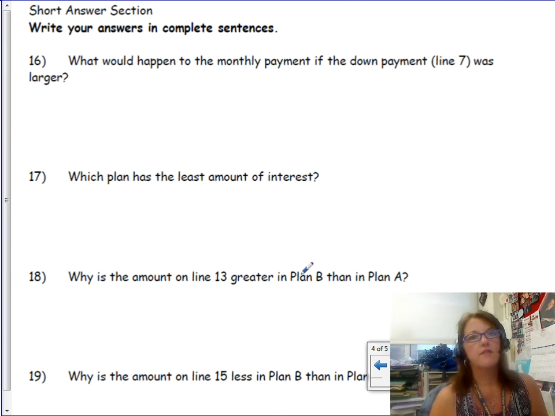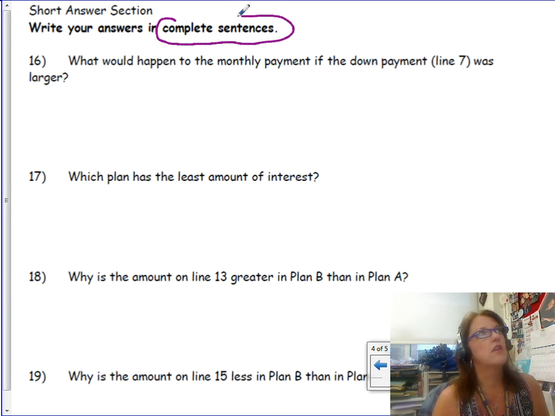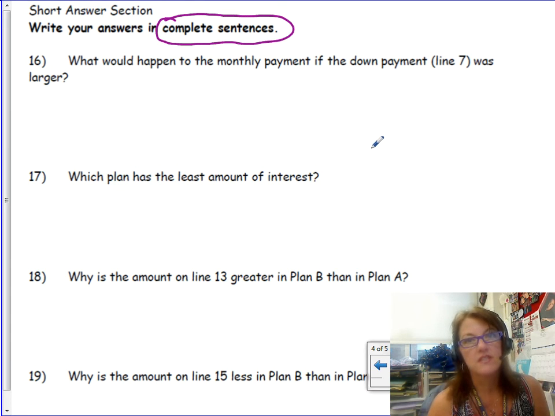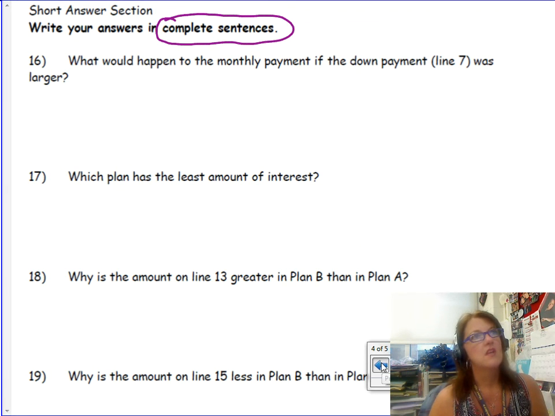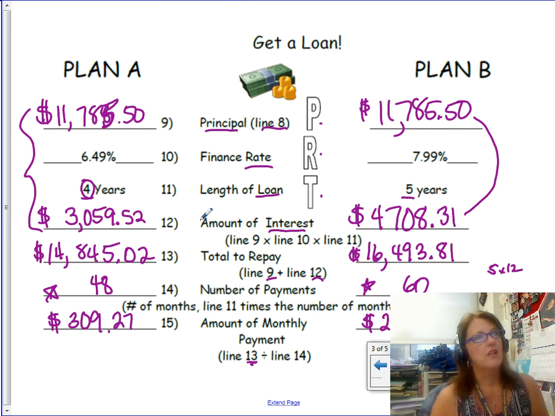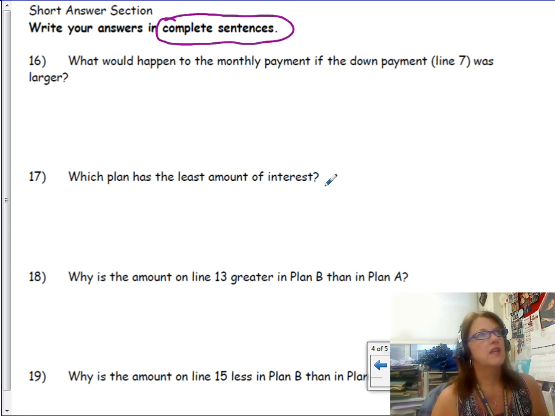And on the back side, I have questions that I need you to answer in analyzing the math that you've done on the front. And here's the kicker: complete sentences. It has to be a complete sentence. So, for example, on question 17, where it says which plan has the least amount of interest, when I look back at the amount of interest on line 12, here's the interest in plan A, here's the interest in plan B. I look at that and I say plan A.